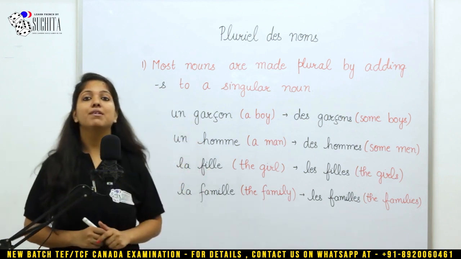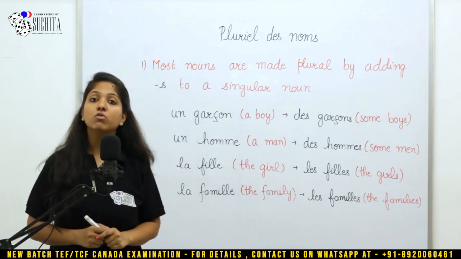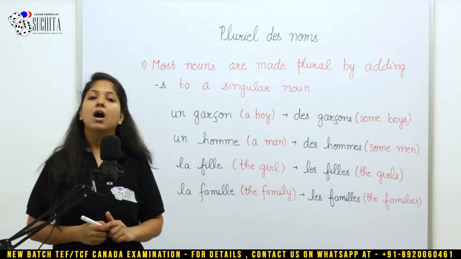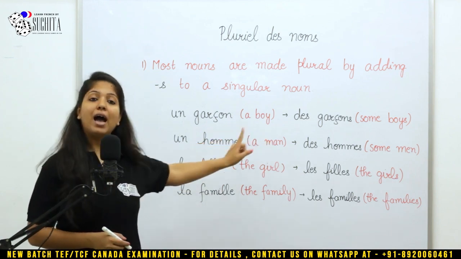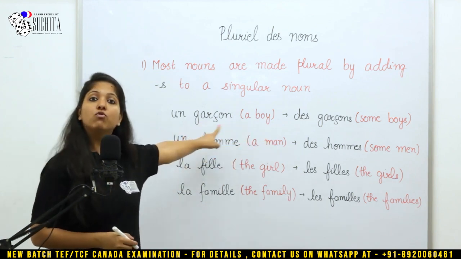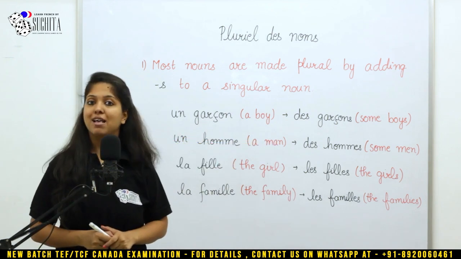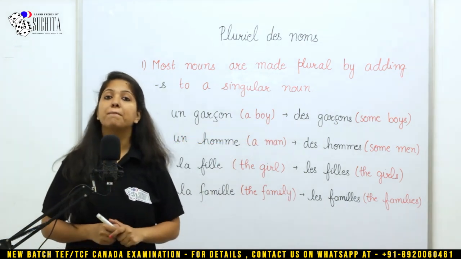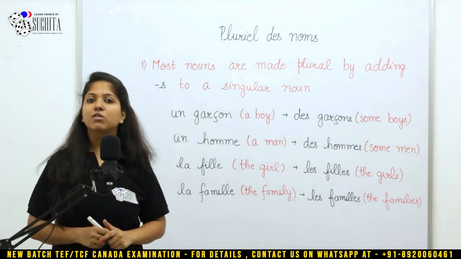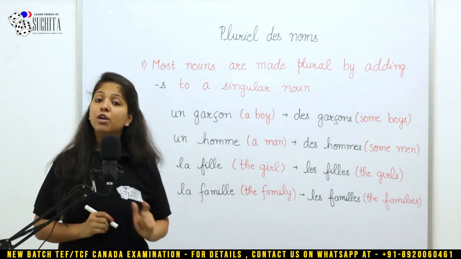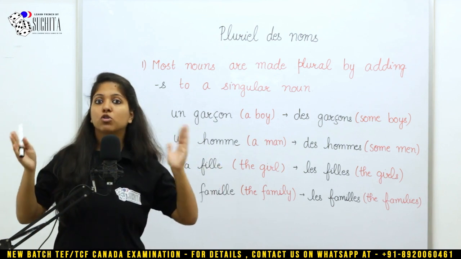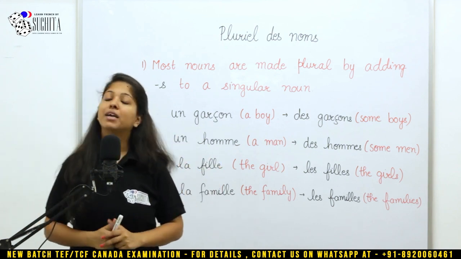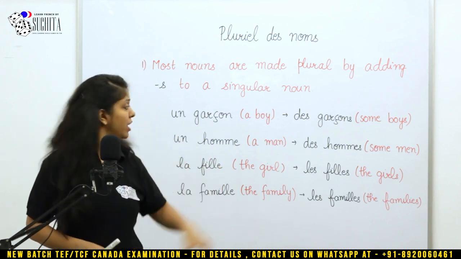Okay, so the first example is un garçon, a boy. How would you make its plural? So, the plural of un is des, and the plural of garçon would be made by adding an S. So, it becomes des garçons, some boys. Now, there is something which is different from English here. If this would have been in English, you would have said boy and boys. So, the pronunciation varies. But in French, the pronunciation is the same.